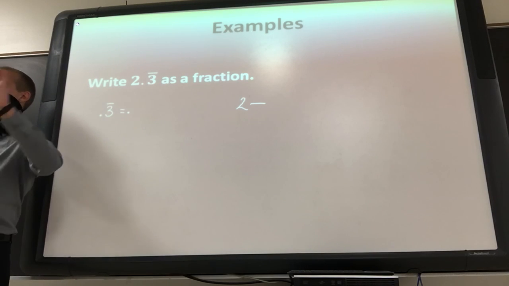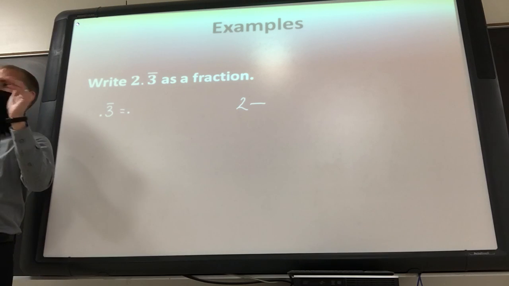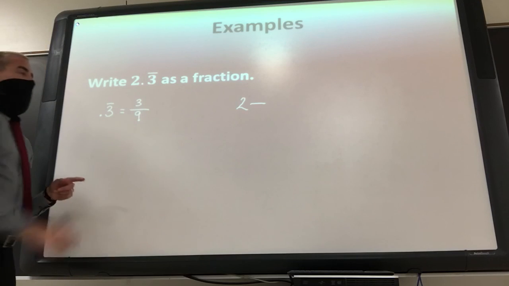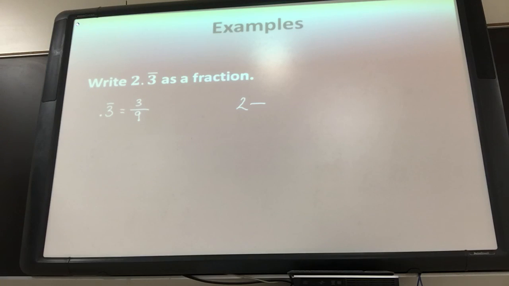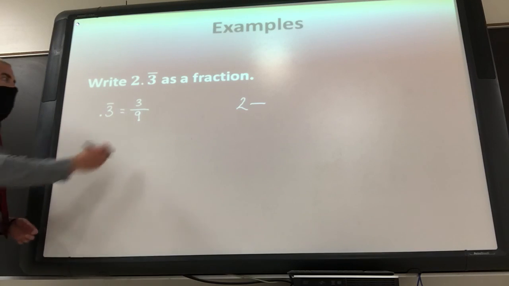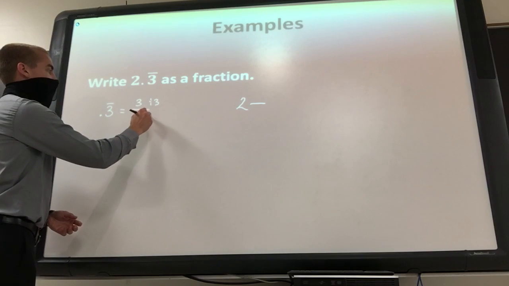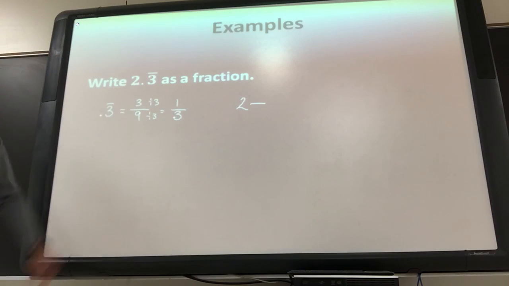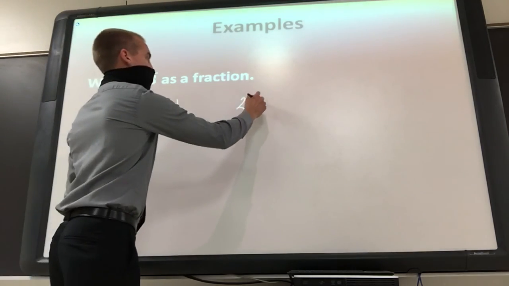1/3. So first let's use the rule we talked about a second ago. It's the same number repeating. It's going to be this number over 9, 3/9. But, Talon, what should you do with 3/9? Simplify it, divide both by 3. And so you're going to get 1/3. So 2.3 repeating would be 2 1/3.